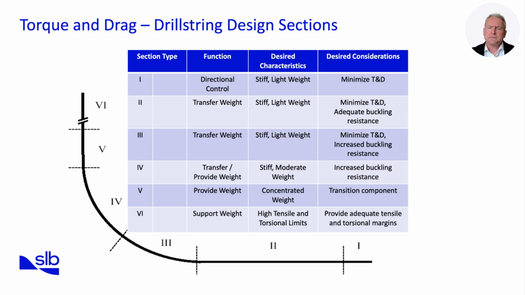Section 5. Vertical section. Prior to kickoff, this is the straight section of well. As drilling progresses, the pipe in this zone eventually spans into sections 4 and 3, meaning its design influences multiple phases of the well. Section 6. String to surface. The upper part of the drill string supports the full system. It requires high tensile and torsional capacity to withstand loads transferred from deeper sections.